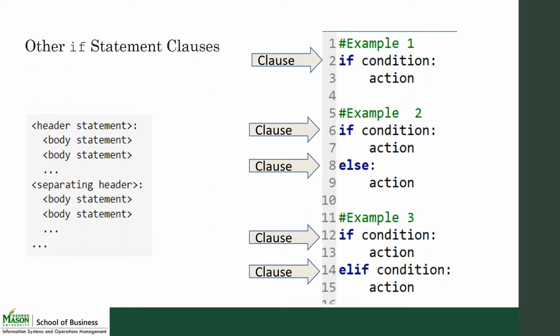A clause consists of a header as well as a suite. The header is that first statement that is followed by the Python keyword, and the suite is that body of code underneath the header that's indented.